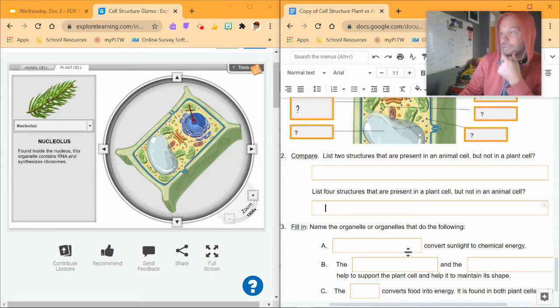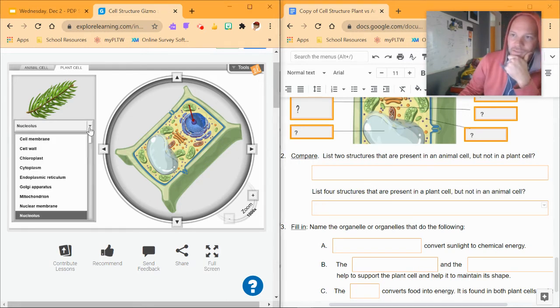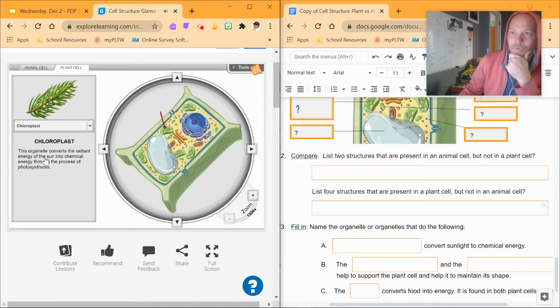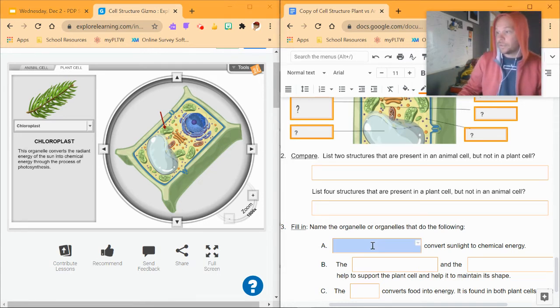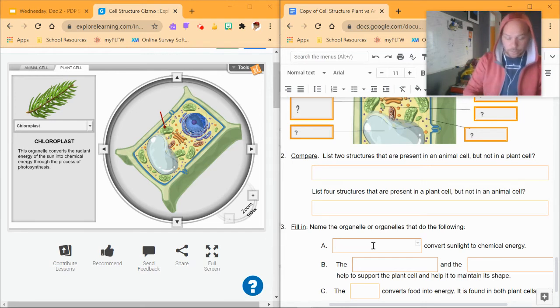Then for these, you're going to have to find, once again, what these different things do. Name the organelles that do the following. Convert sunlight to chemical energy. Well, I need to look around here. I know that that is the chloroplast. This organelle converts the radiant energy of the sun into chemical energy through the process of photosynthesis. So I'm going to double click in here and type chloroplast. All of the information you need is inside of the gizmo.